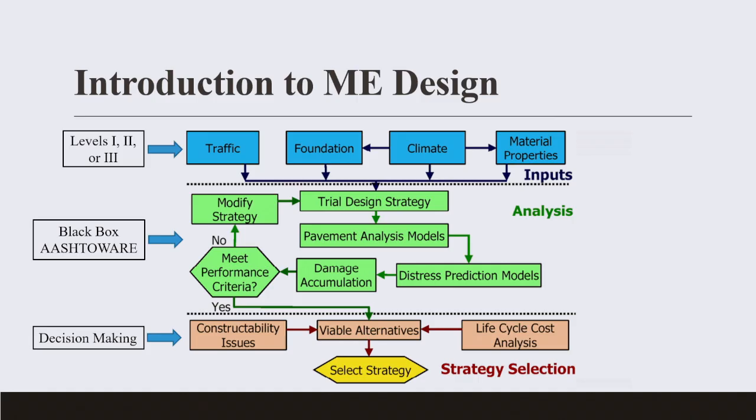Then there is this black box with these inputs. And what does the black box do? The black box is able to combine this and do a lot of analysis, and here it is not only using mechanistic, it's also dealing with predictions. Predictions that, based on this experience, this is going to be the rutting in 3 years' time. This is going to do the cracking. In your normal design, you don't get that effect, but the MEPDG is able to do this.